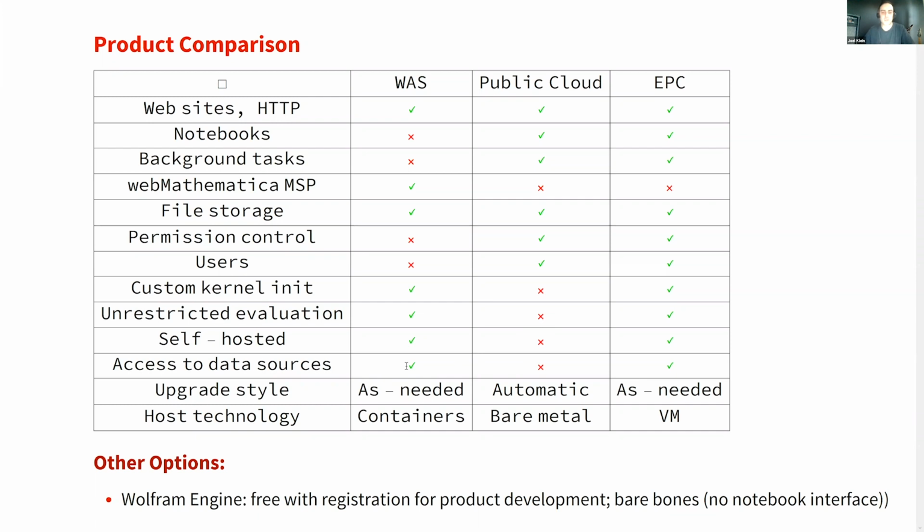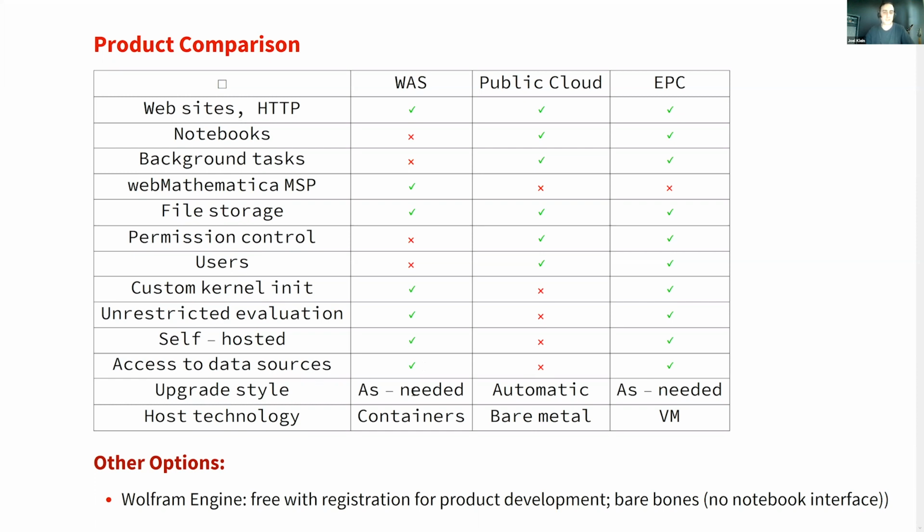Accessing the data sources we've talked about. You can access data sources in public cloud over HTTP requests that go outside of the cloud, but then they're going over the internet, and not everybody can do that. So this is sort of a halfway, can't do it and can do it, for public cloud, but you clearly can do it for WAS and EPC.